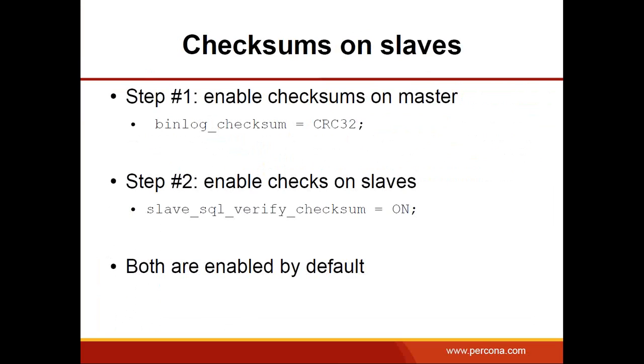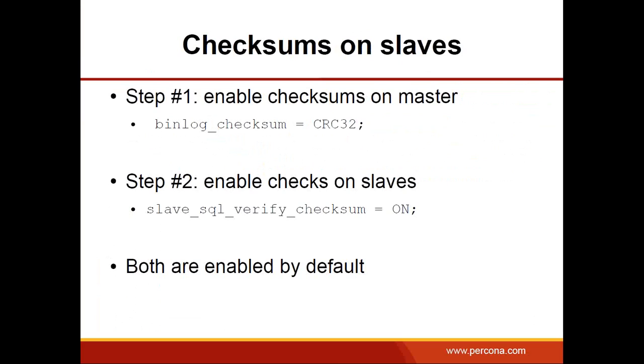Now let's get back to MySQL 5.6 and how to use checksums on slaves. The first step is to enable checksums on the master, because of course you will compare the checksums computed on the master with the checksums computed on the slave. Step 1 is to enable checksums on the master with the binlog_checksum option. By default, it's already on and set to CRC32, which is the only algorithm available at this point. The second step is to enable the checks on the slaves with slave_sql_verify_checksum set to on. Again, it's enabled by default.